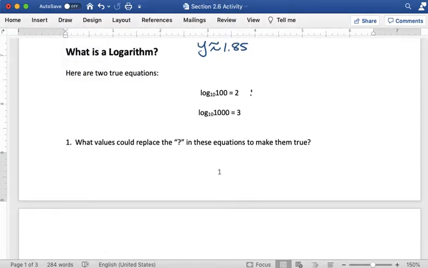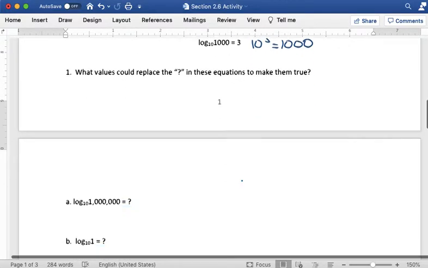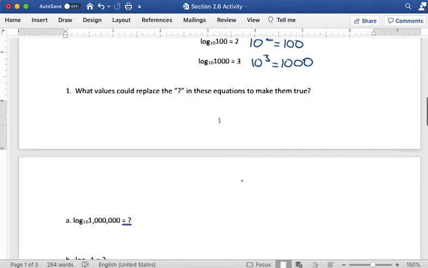So I know that 10 to the second power equals 100. And I know that 10 to the third power equals 1000. So we see those same three numbers in the logarithm, but they're just rearranged. So let's look at some other logs. What values could replace the question mark in these equations to make them true?